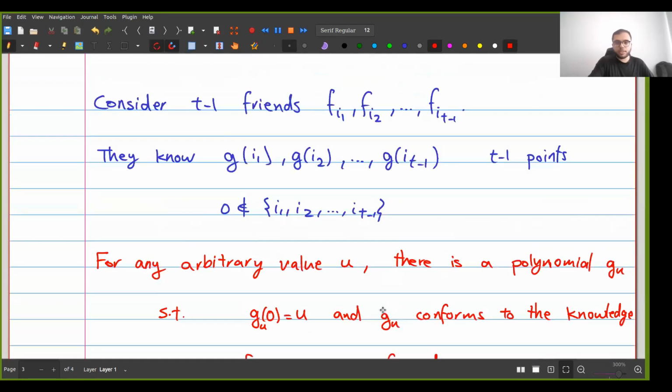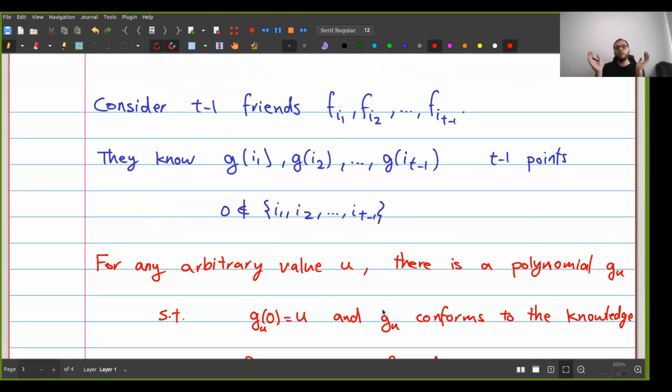Okay, so what's the idea here? The idea is that they know T minus 1 points of this polynomial. But a polynomial is uniquely determined by T points, not by T minus 1 points, because remember, this polynomial is of degree T minus 1. So you need T points to know what the polynomial is. If you only know T minus 1 points of the polynomial, the value of the polynomial at 0 can be any value. And for any value that I give you at 0, there is a unique polynomial that goes through that value at 0, and then goes through G(I1) at I1, G(I2) at I2, and so on. So this means that if T minus 1 friends come together, they can find no information about G(0). G(0) can be anything.